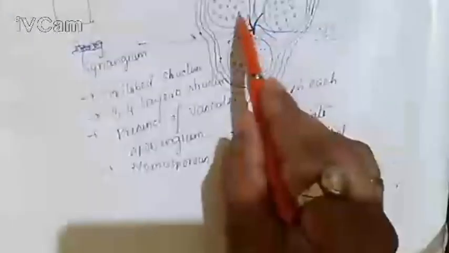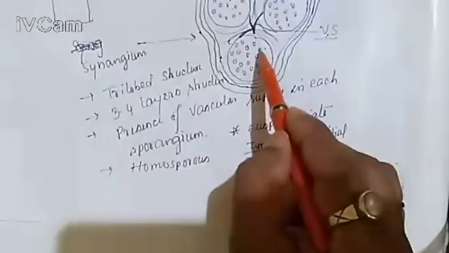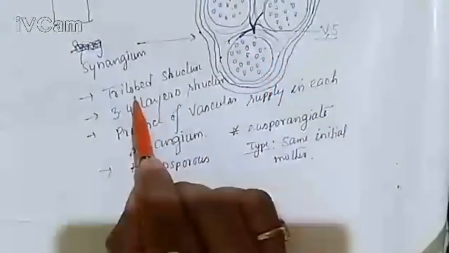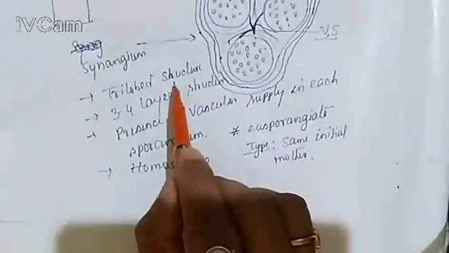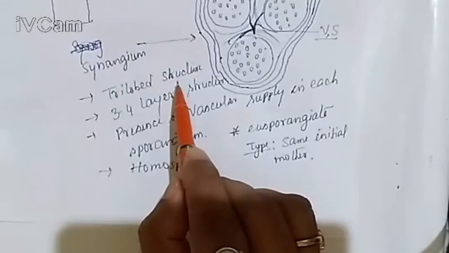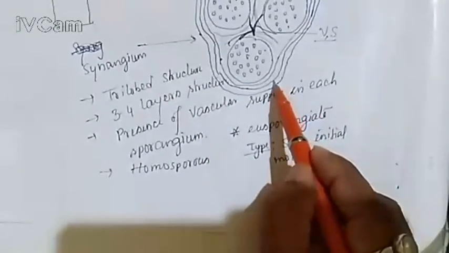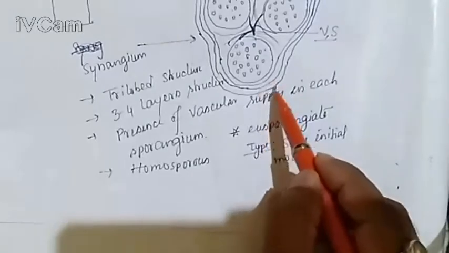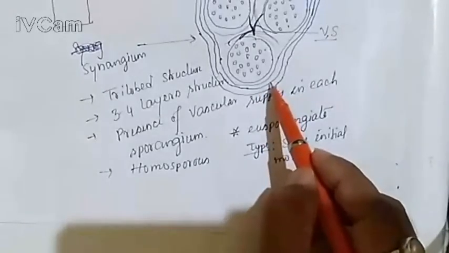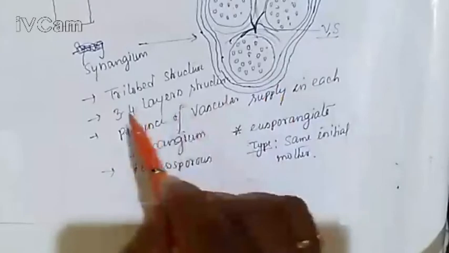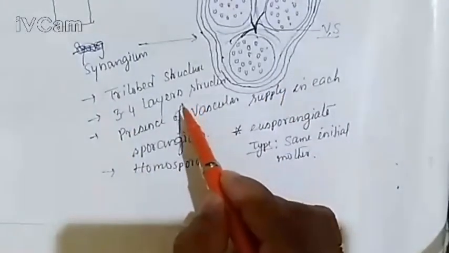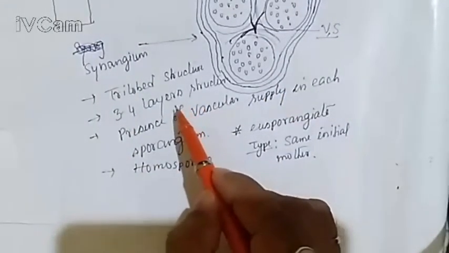There are 3 separate sporangia here if you look. So this is a trilobed structure, with the presence of 3 lobes and a 3 to 4 layered boundary. So this is called a 3 to 4 layer structure. It is better to say it consists of a 3 to 4 layer structure.